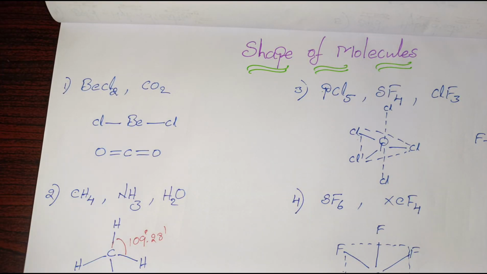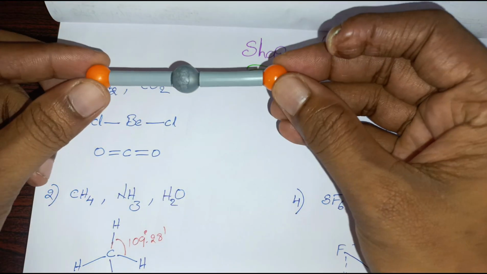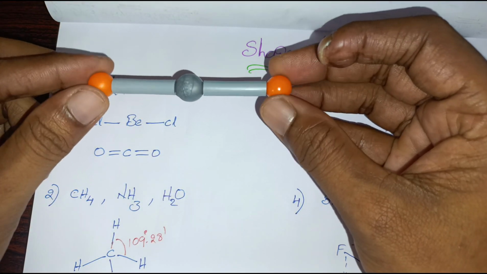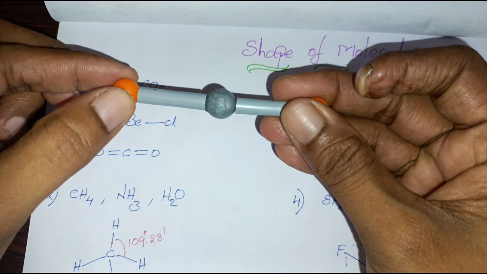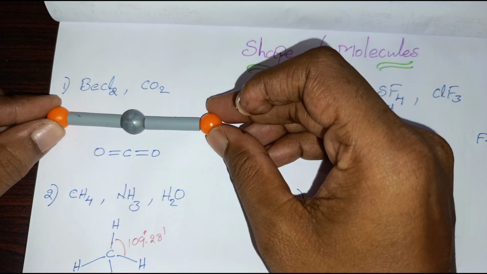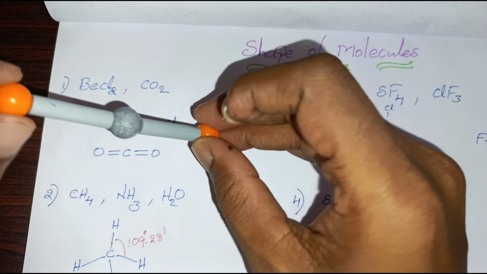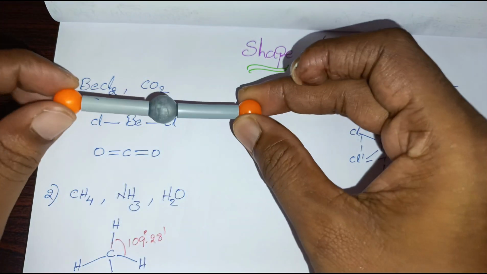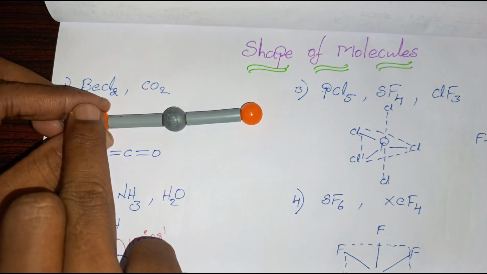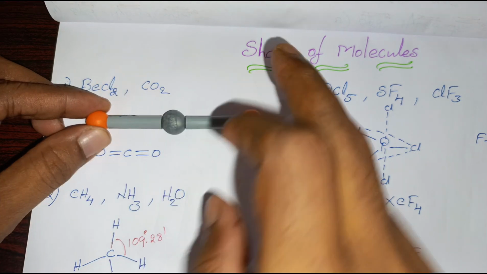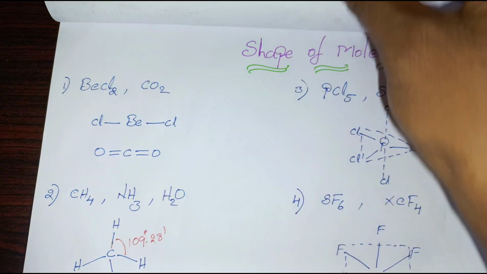Here the BeCl2 shape is linear. Before the videos, I will show you the shapes of the molecules. Once again, look at the shape of BeCl2. Here this is beryllium, the central atom, and here the chlorines. So around the beryllium, two chlorine atoms are present. The shape of the molecule is linear. What is the bond angle here? 180 degrees, between the chlorines. The shape of the molecule is linear.